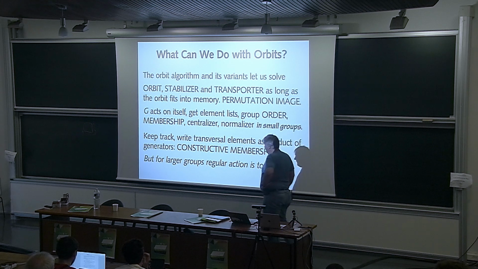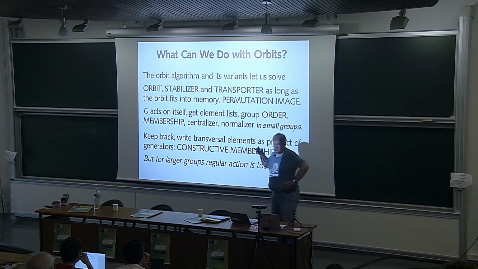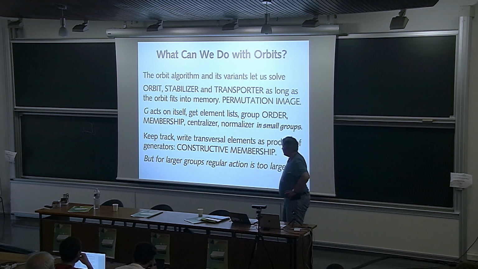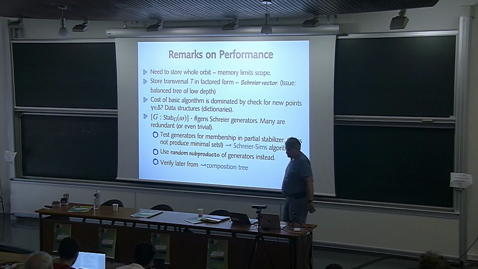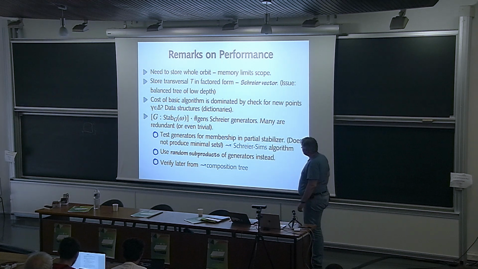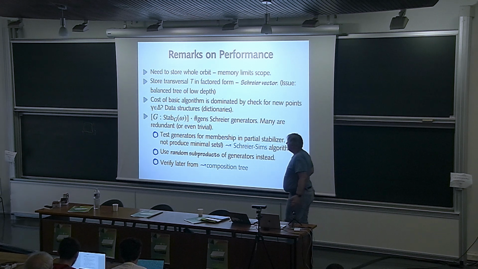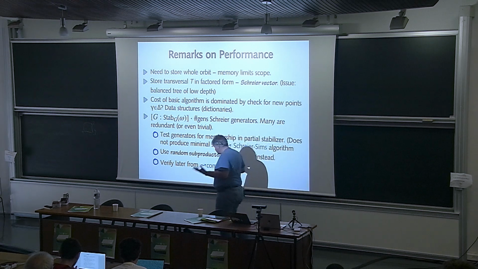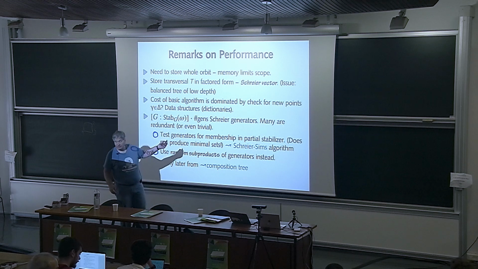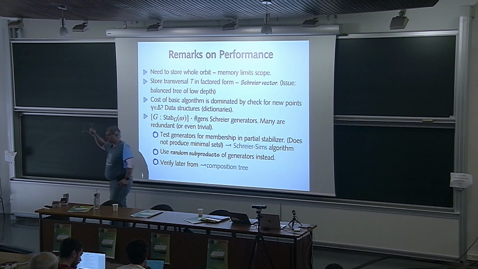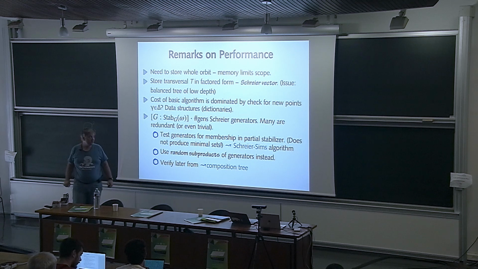But if the group is larger, the regular action, the action of a group on its elements, just will not work. So more is needed. And that leads me to some further remarks about the performance of the orbit algorithm. The memory really is the limit here. How can I save memory? For example, by not multiplying out the transversal elements, but remembering each transversal element as a product of generators and just multiplying on the fly.